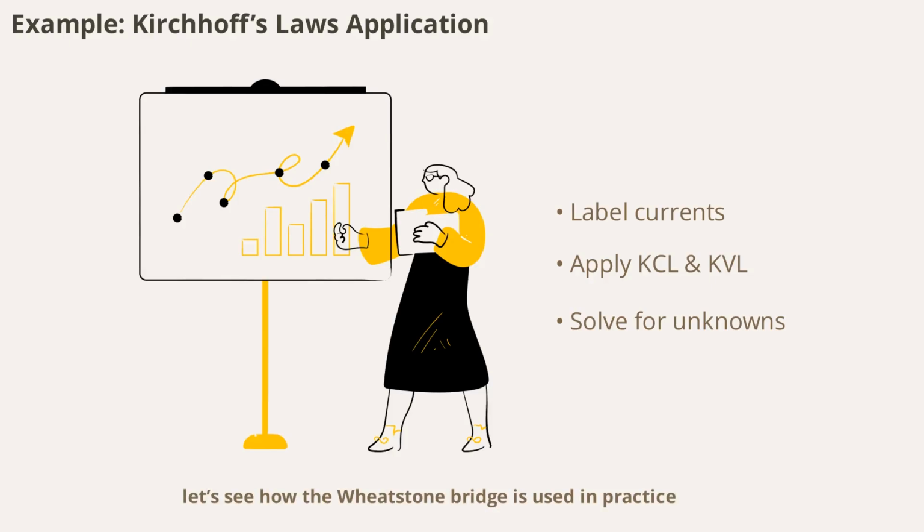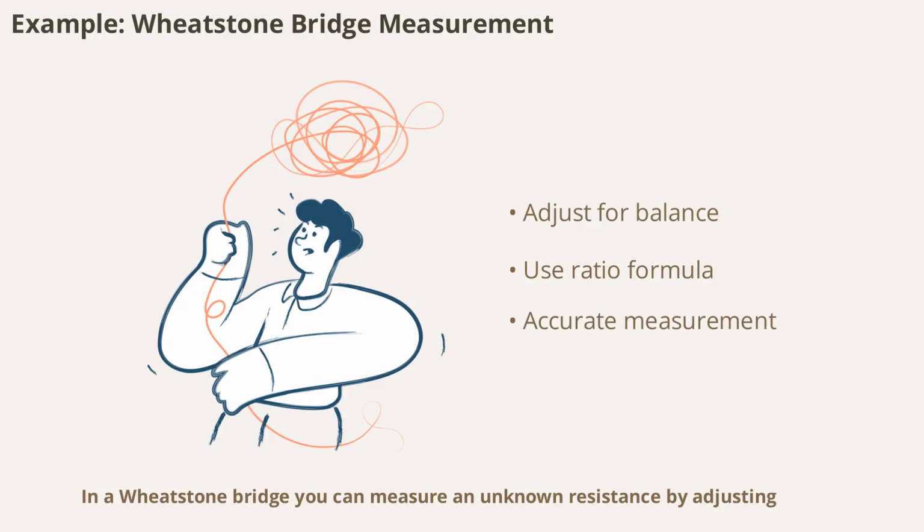Next, let's see how the Wheatstone bridge is used in practice. With a Wheatstone bridge, you can measure an unknown resistance by adjusting the known resistors until the galvanometer shows 0 current. Using the balance condition, you can calculate the unknown value accurately. This method is widely used in laboratories for precise resistance measurements. Understanding how to use the Wheatstone bridge is a valuable skill for experimental physics.